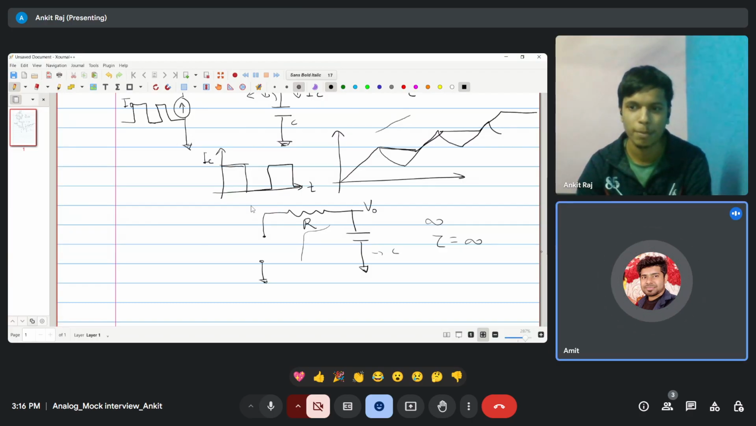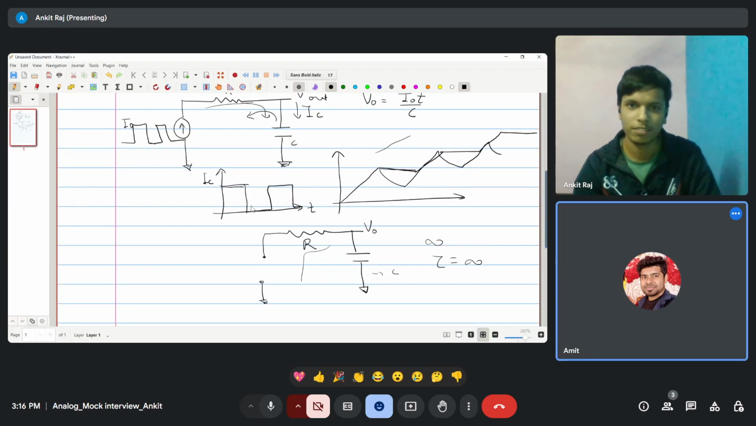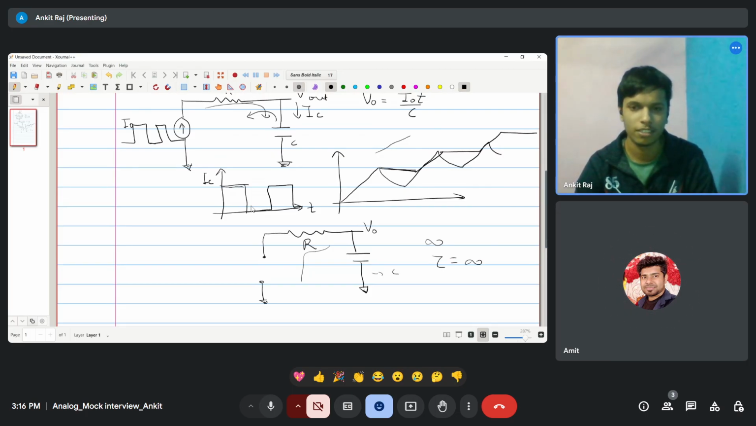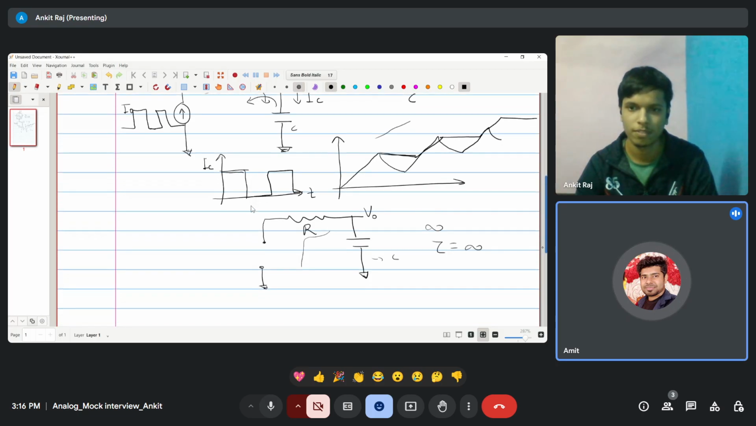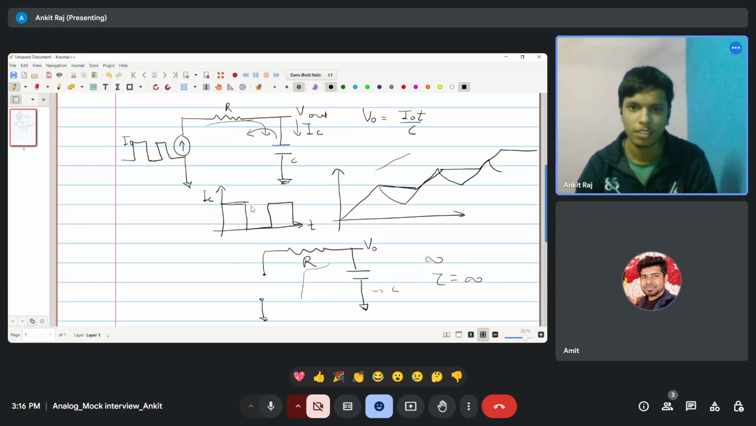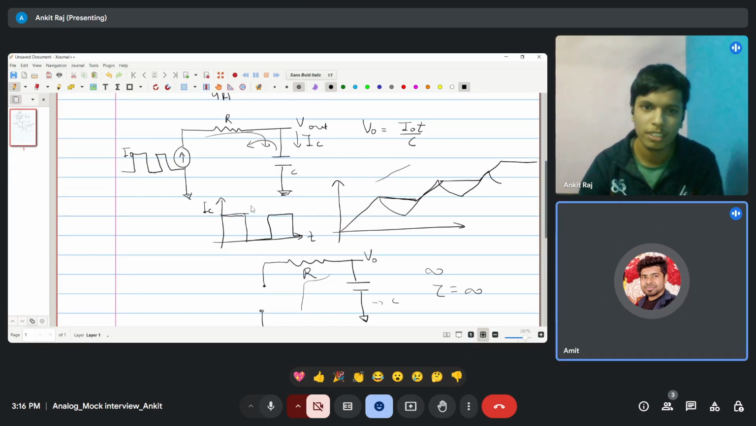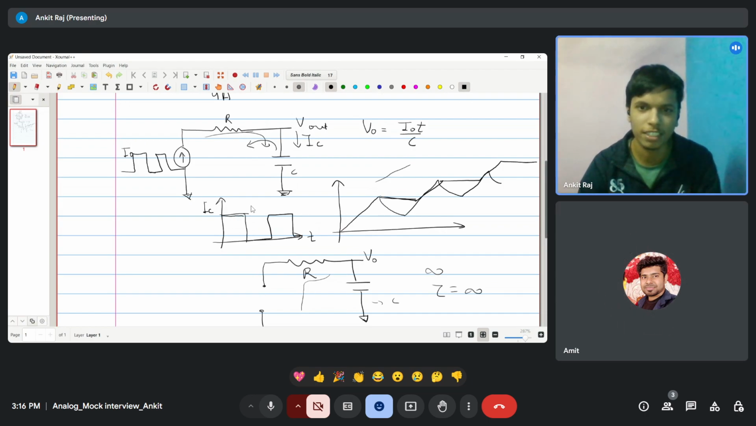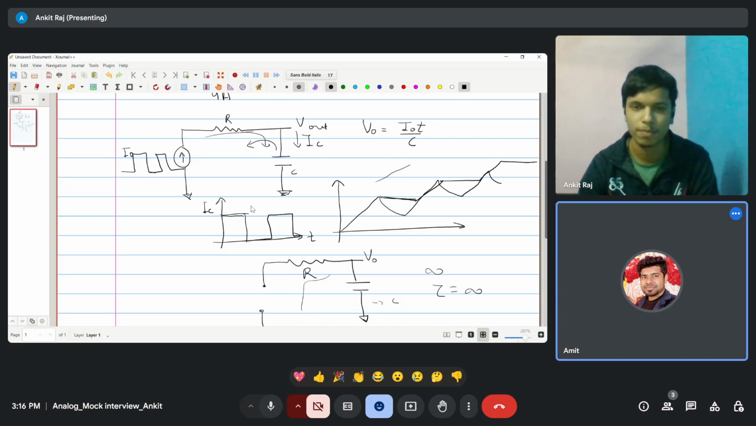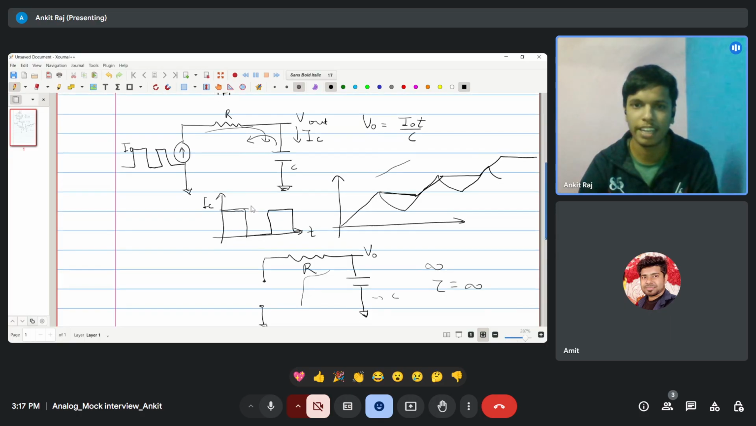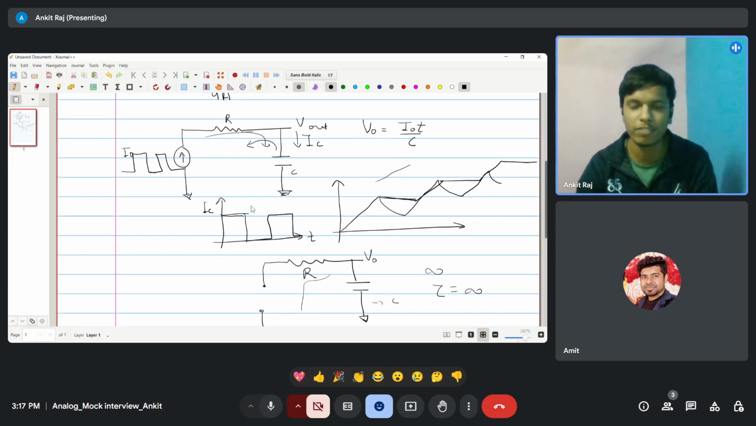So in this circuit, it is not going to settle, right? Now, what is the maximum value of the output voltage? Your V out is going to increase like that with respect to time. What can be the maximum output voltage ideally and practically? Ideally it will be infinity, but practically, I think it will not go to infinity.